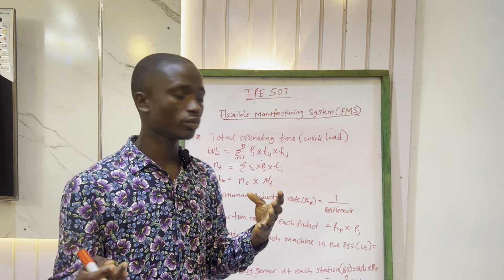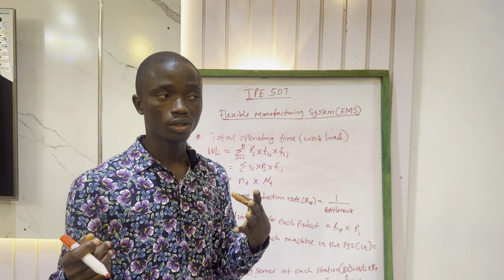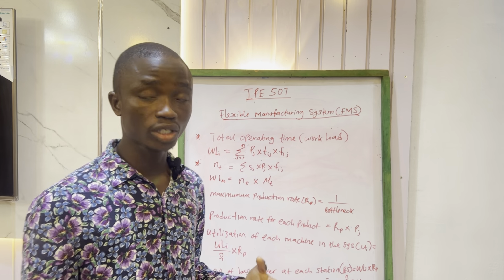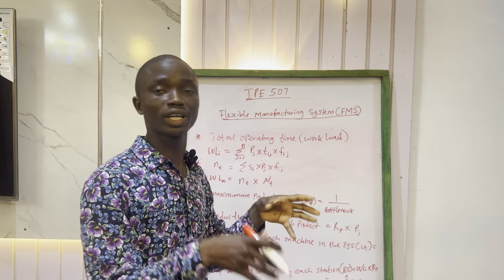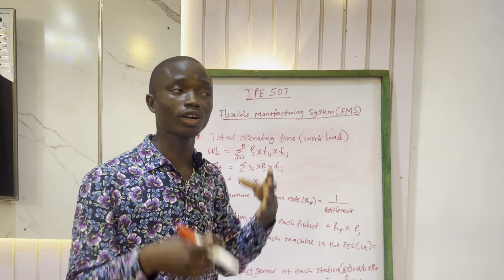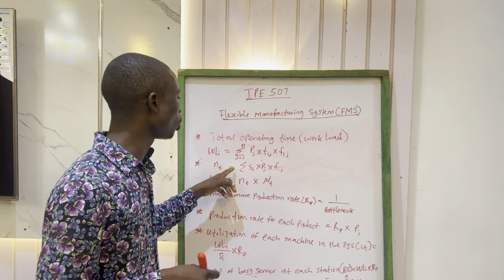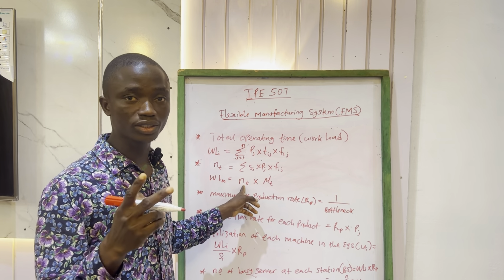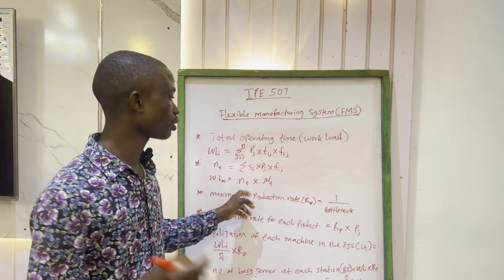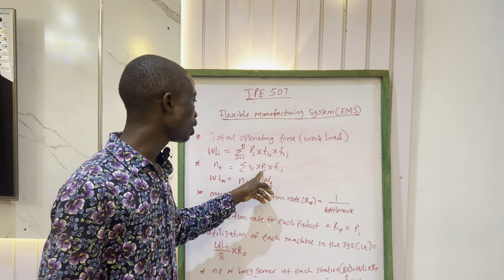Number of servers: let's say in a particular flexible manufacturing system, we have a drilling machine, like I said the other time, we have a milling machine, we have a mining machine. We can have different types of machines, like up to 2, or up to 3. The number of those machines is what we call the number of servers. So in a situation where we have 3 machines, it means we have 3 servers.